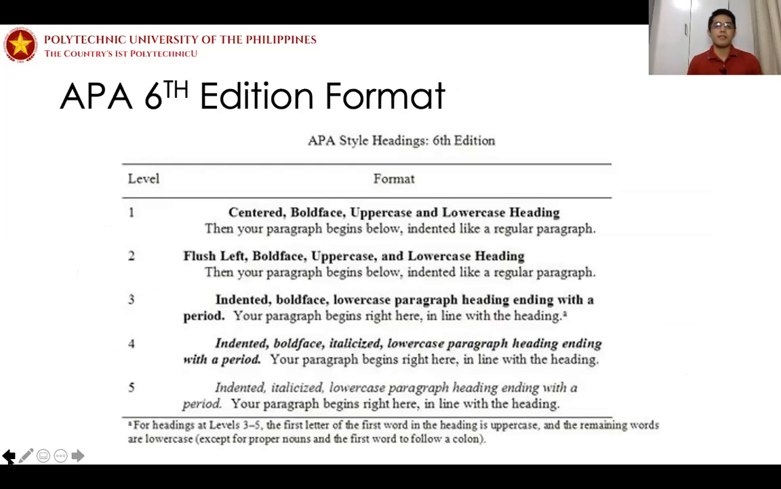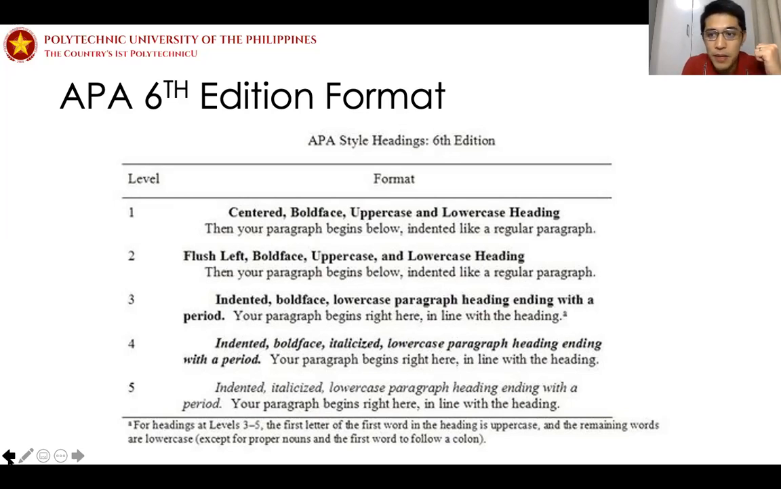Now, there are several formats for headings. Number 1, we have APA 6th edition format. So when you try to look at the figure, we have 5 levels, and each level has its different format, and we have to observe this all of the time, especially when we have decided that we need to follow APA 6th edition format. That means that level 1 is your heading, level 2 is your subheading 1, level 3 is your subheading 2, level 4 is your subheading 3, and then level 5 is your subheading 4.